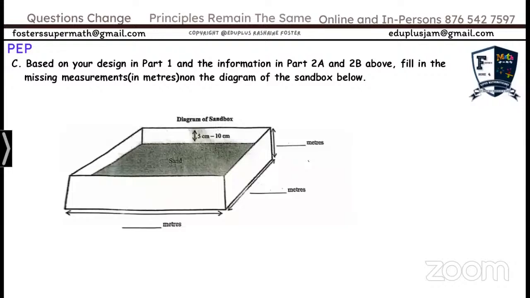So let us get thinking here now. When they tell us that the sand in the sandbox should be 25 centimeters deep, what do they mean? They mean that from the bottom right here, all the way up to wherever the sand reaches right here, what's the distance there? That is 25 centimeters.